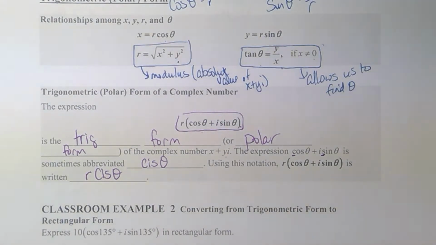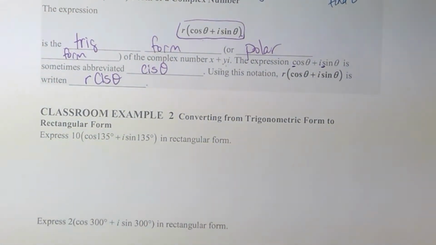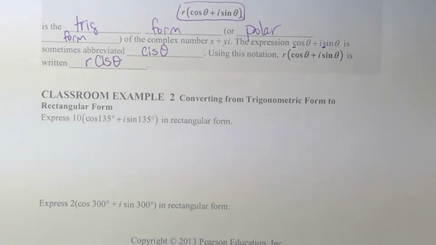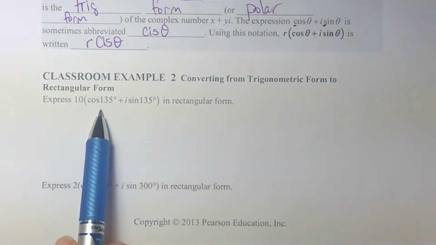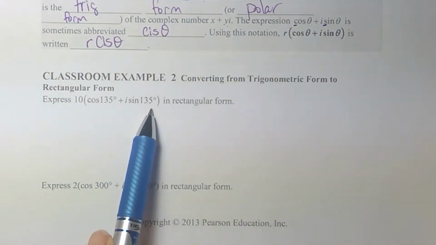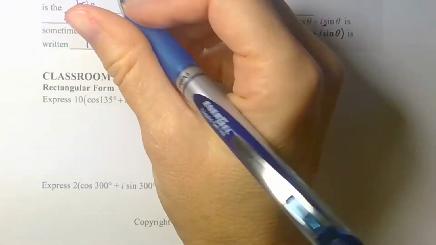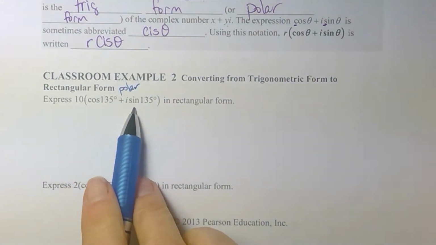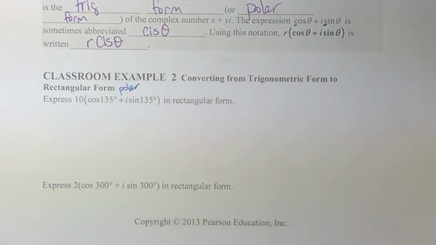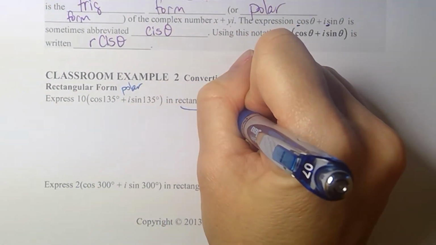Instead of looking just at the rectangular form that we're used to for our complex numbers, now we're going to be looking at the polar form of our complex numbers. This doesn't get super difficult. It's really a fun kind of puzzly thing to work through. So we're going to express 10 cosine 135 degrees plus i sine 135 degrees in rectangular form. We've been given our polar form. This is our polar form, or trig form, r CIS theta, where r is 10 and theta is 135. And we want to move to rectangular, or standard form.